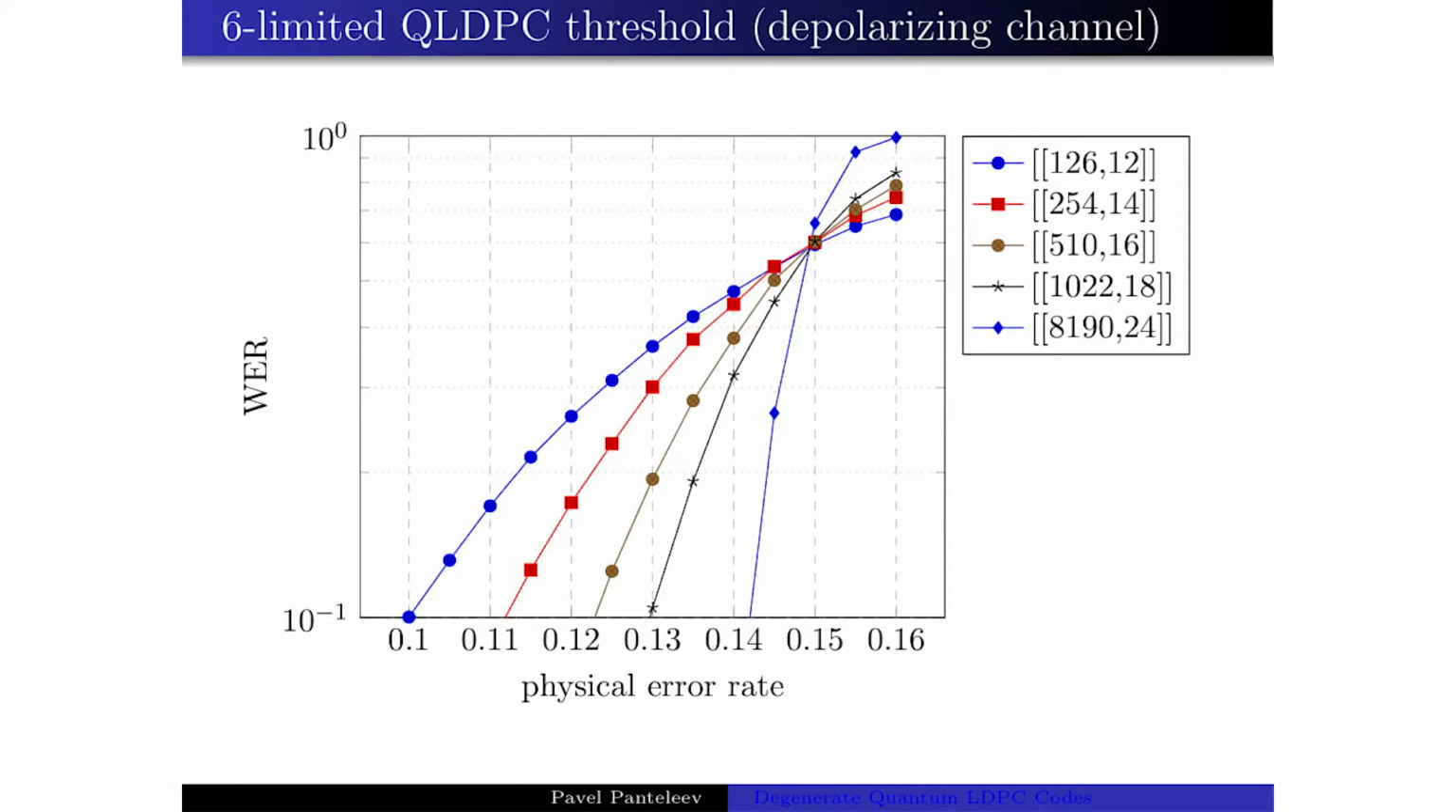So we also calculated the threshold for the depolarizing channel for these generalized bicycle codes, and we see that it is quite high. Of course this is not the threshold, it's like a pseudo threshold, because we do not have a proof that this class of codes has a threshold. But what we see is that they behave as if there is a threshold under this BP-OSD decoder.